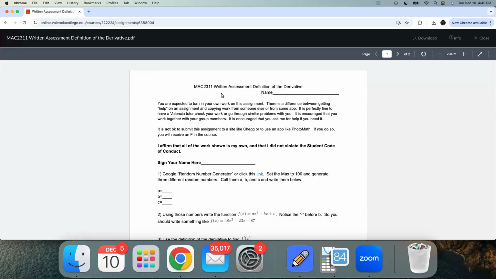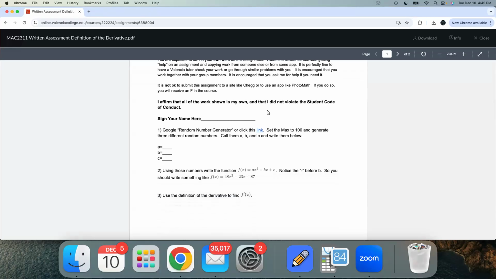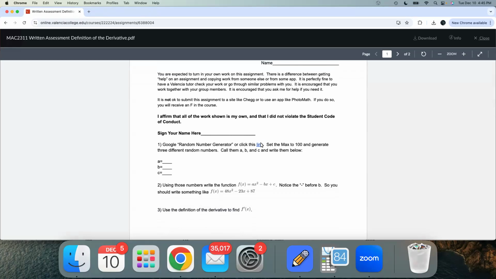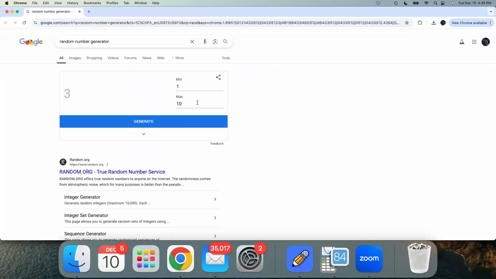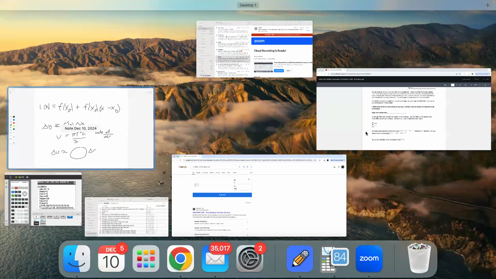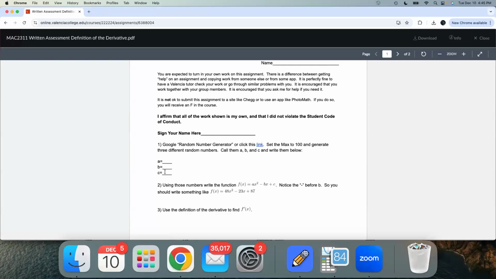And in fact, you're all going to get different numbers here. This is really an anti-cheating measure. I would like you to use this link here, set the max here to 100, and generate 3 different numbers. And then you're going to write those numbers here.